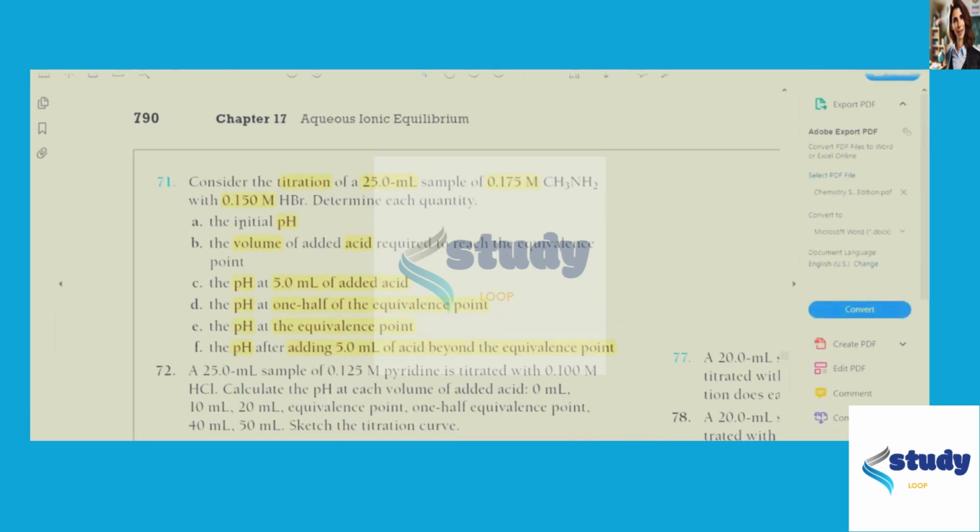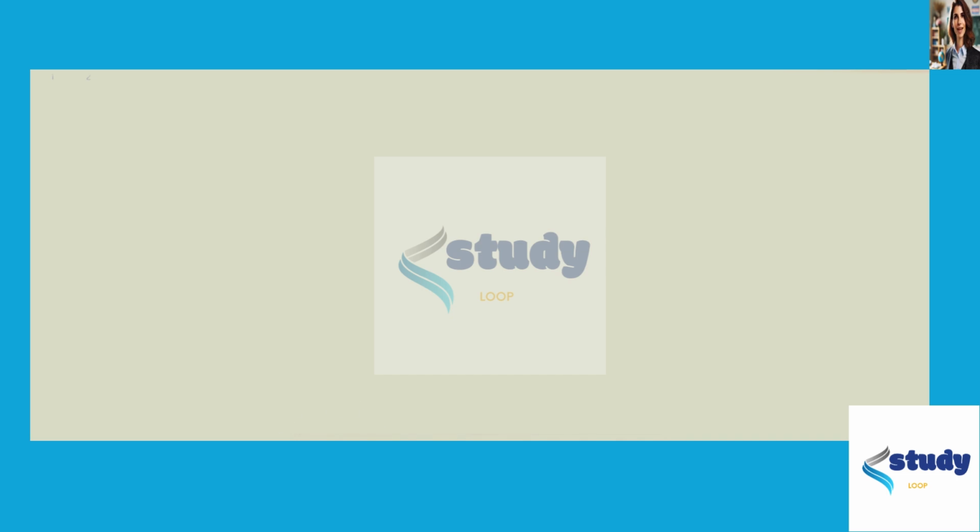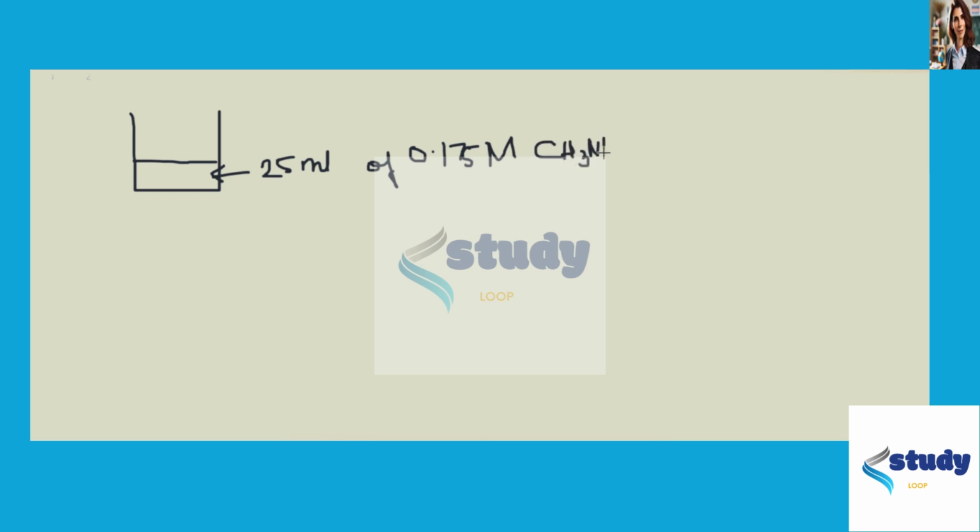The first thing they want us to calculate is the initial pH. To know the initial pH, you have to know the initial state of the system. In the initial state of the system, before you add the acid, you have a beaker that has 25 milliliters of 0.175 molar CH3NH2, which I hope you guys remember is the base.